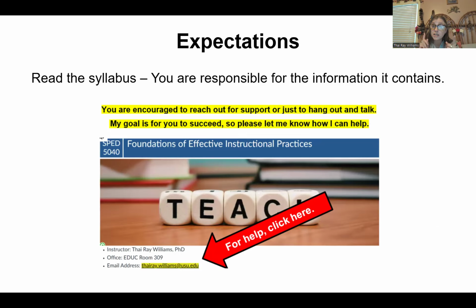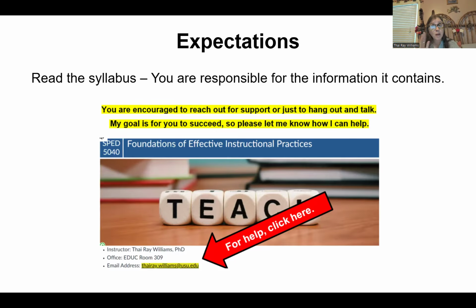You're going to see that it tells you where my office is, and it has my email address on it. I want to encourage you to reach out. Reach out if you need support. Reach out if you don't understand anything. If you just want to hang out and talk, reach out. I have office hours, and I can tell you, your professors sit there. We wait on students to show up. We hope students will show up during our office hours.